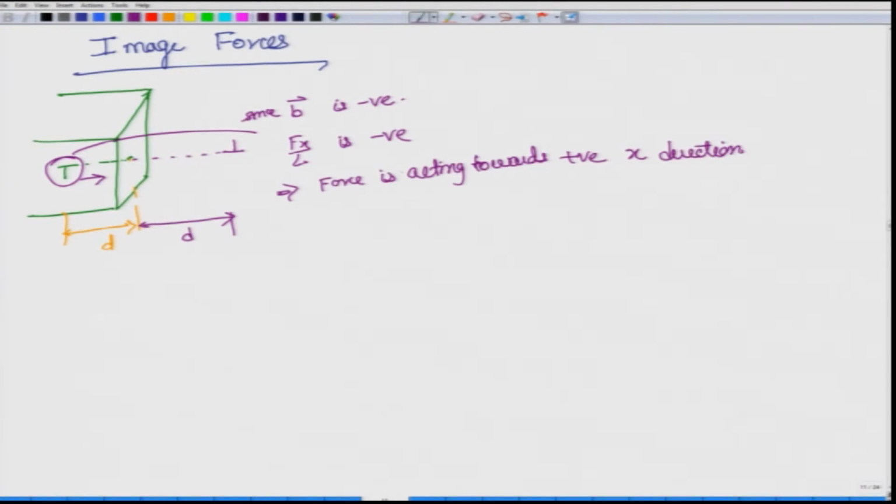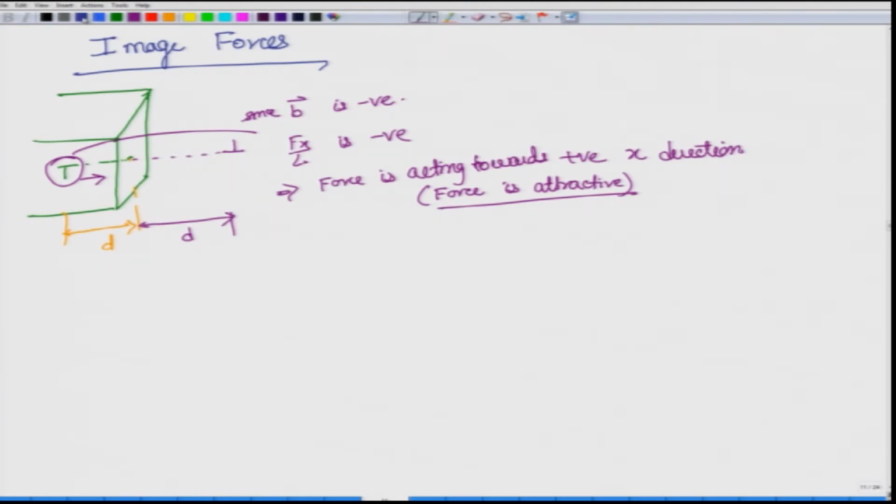So, the better word here is force is attractive, so that we do not get confused on what is the Burgers vector sign and whether it will be in the positive x direction or negative x direction. All we need to know is that it is attractive, and since the image is on the outside, it moves towards the surface. That will ensure that we do not get confused with signs of the Burgers vector and signs of the forces.